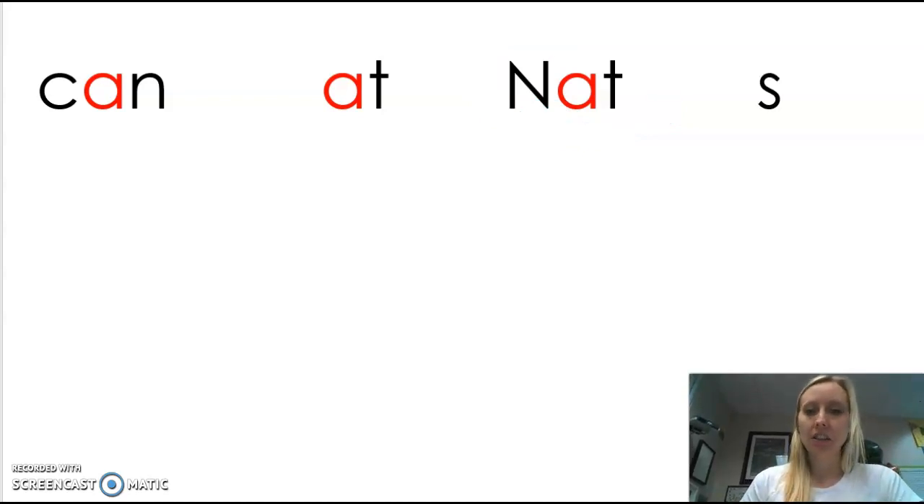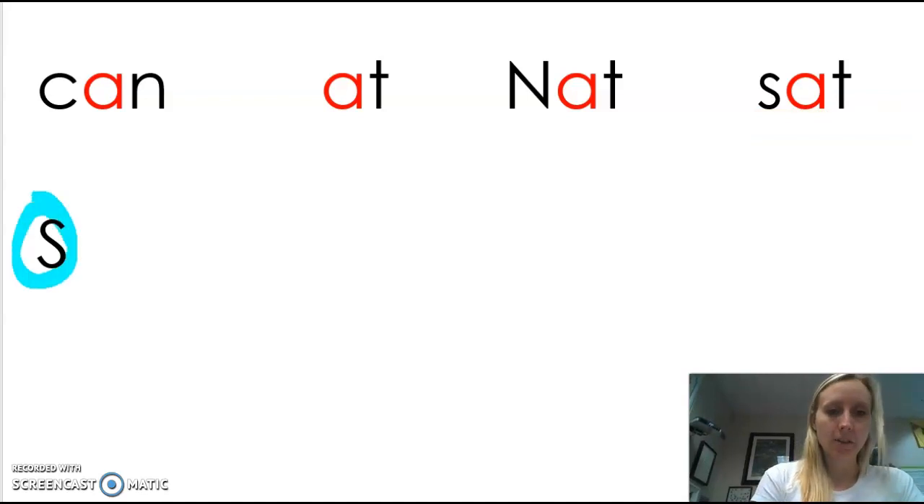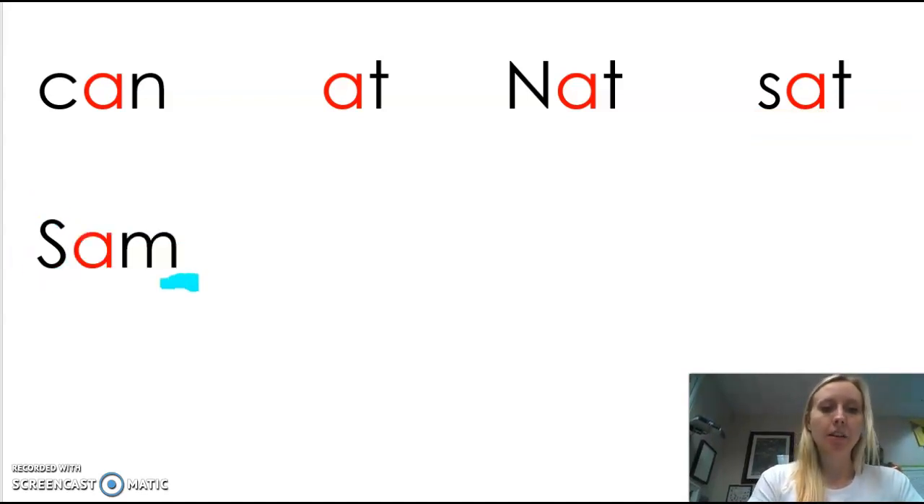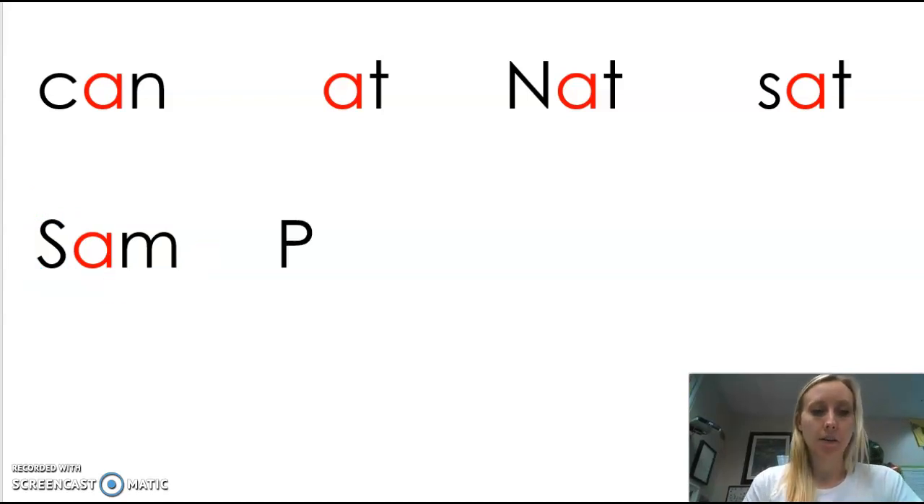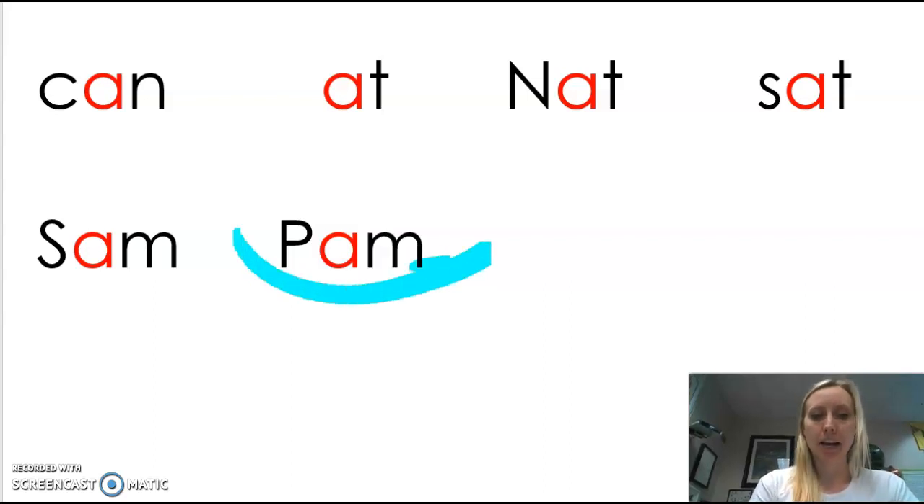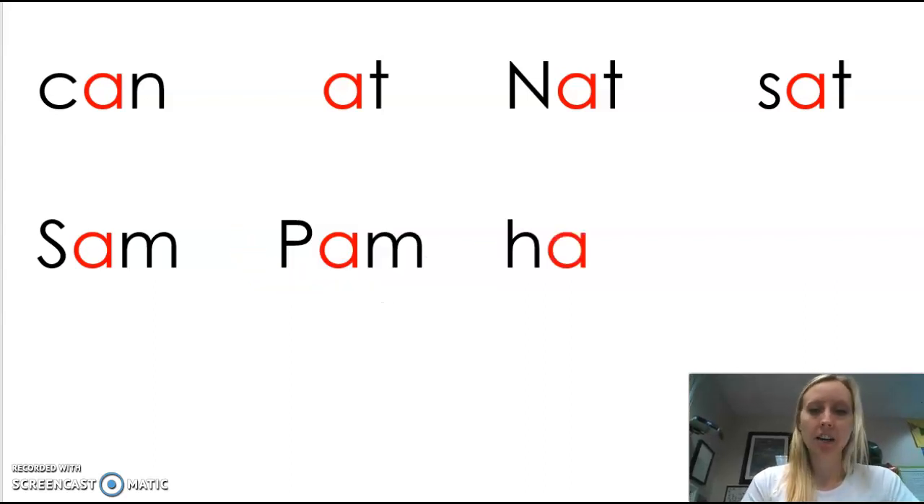Okay, here we go. At. Word, sat. Oh, here's a capital. That means it will be a name. Word, Sam. Here's another name. P, can't blend yet. Now blend. Pam. Word, Pam. Can't blend yet. Has. Word, has. Remember, it makes the z sound.